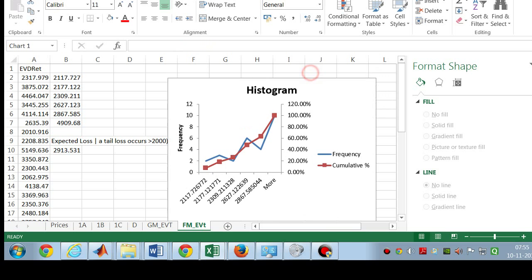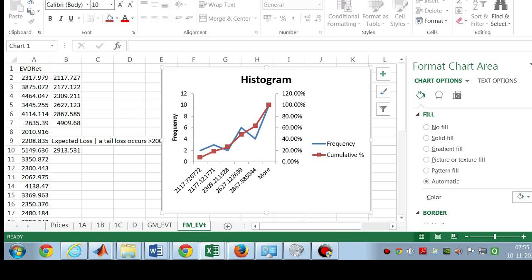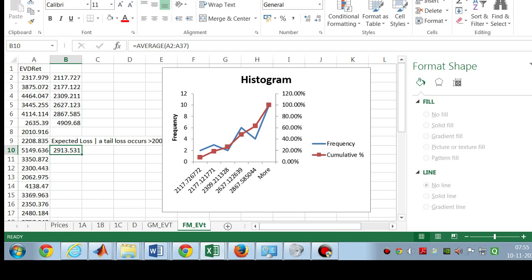Now I can also talk about the expected loss, the mean, given that a tail occurs. This is 2913, but again, you are more interested in concepts like volatility and VaR. So the only way to logically reconcile VaR with the extreme value distribution is by binning.